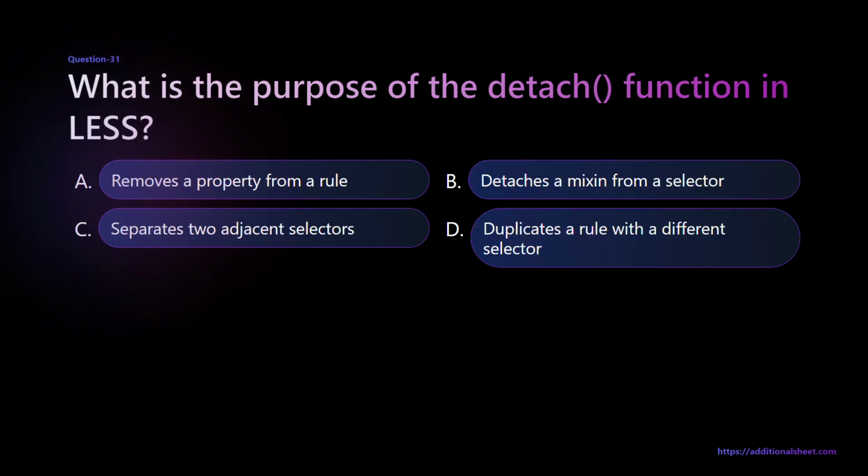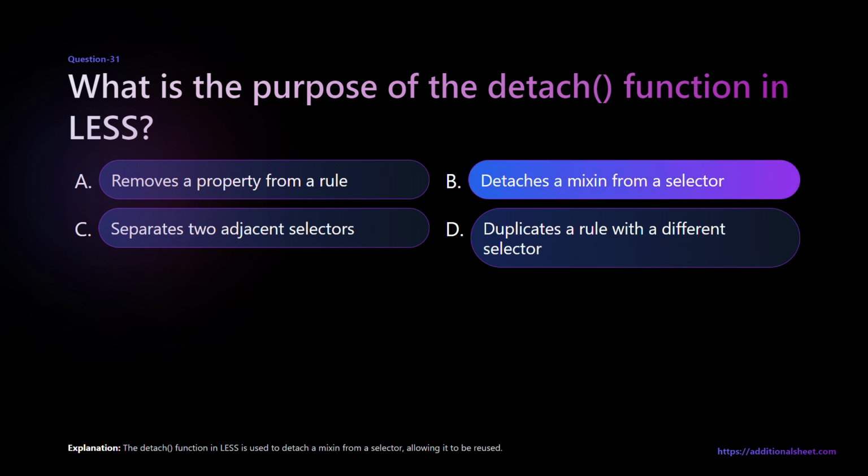What is the purpose of the detach function in Less? Option A, removes a property from a rule. Option B, detaches a mixin from a selector. Option C, separates two adjacent selectors. Option D, duplicates a rule with a different selector. The correct answer is option B, detaches a mixin from a selector.